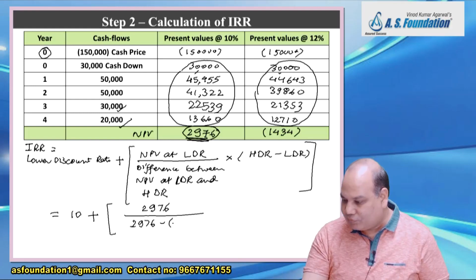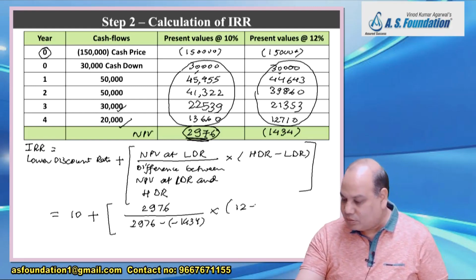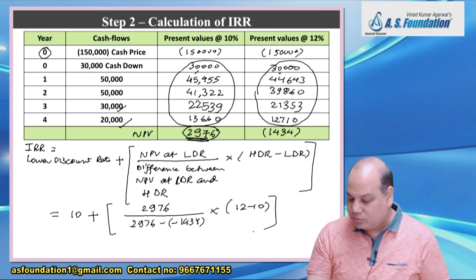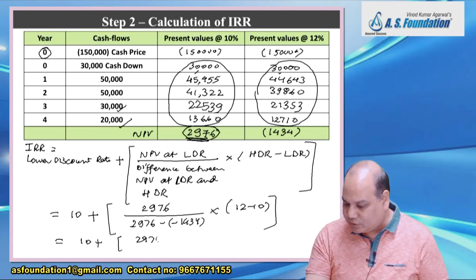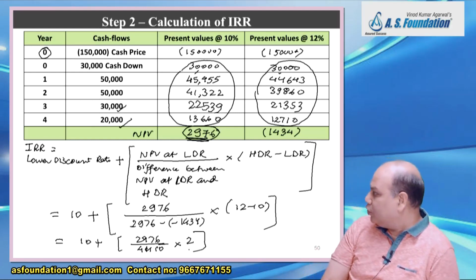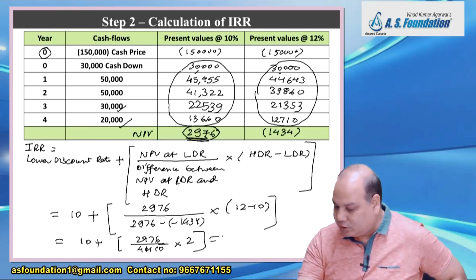2976 minus 1434. That is how we compute the difference. Into difference between 12 and 10. So that is 10 plus, simplify, 2976 divided by 4410 into 2. Yes, now you can give me the final answer.